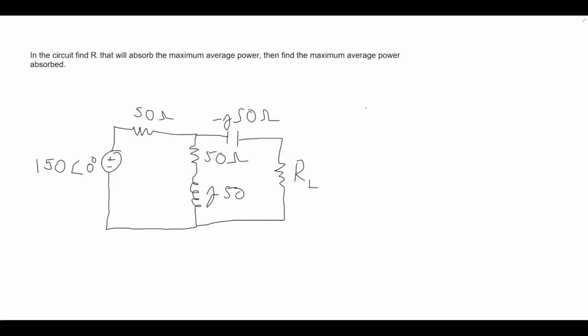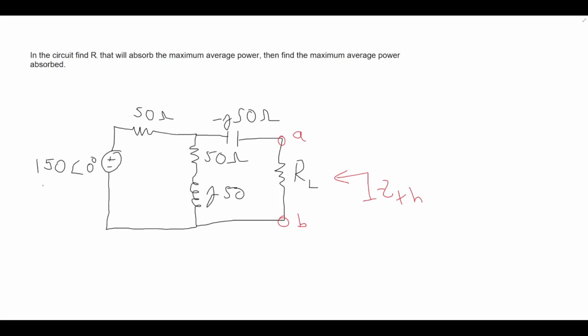Hello everyone. We are given the following circuit and asked to find an RL that will absorb the maximum average power, then find the maximum average power absorbed. Our strategy for this circuit is to remove the load resistance from the left-hand side of the circuit and find the Thevenin equivalent. So we will have our points A and B right here, and we are going to find the Thevenin equivalent first.